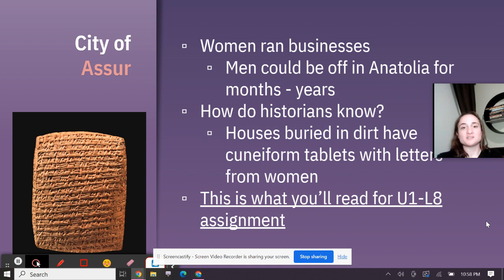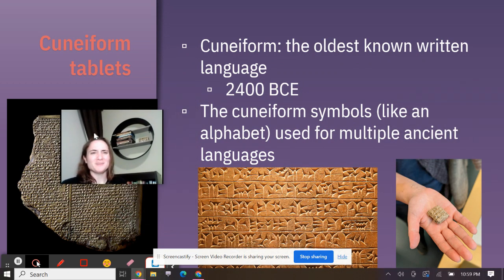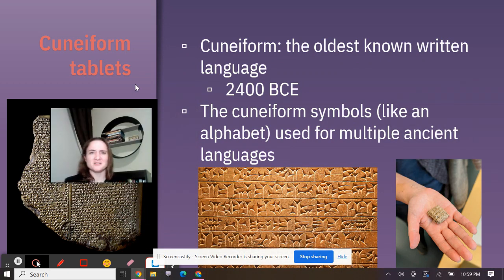So there were a bunch of houses buried in dirt in the city of Assur that had cuneiform tablets with letters written from women. And this is what you're going to read for the U1-L8 assignment. So here's an example of one of those tablets here. So you're probably thinking, wait a moment, what the heck is a cuneiform tablet? I've never heard of that before.